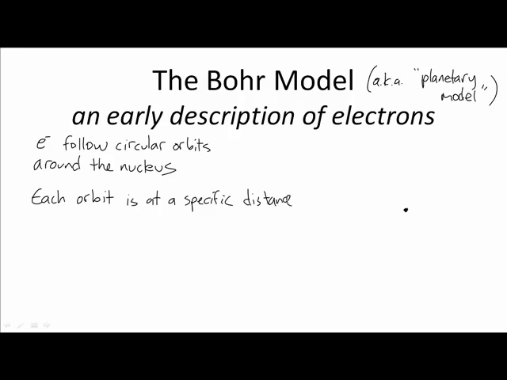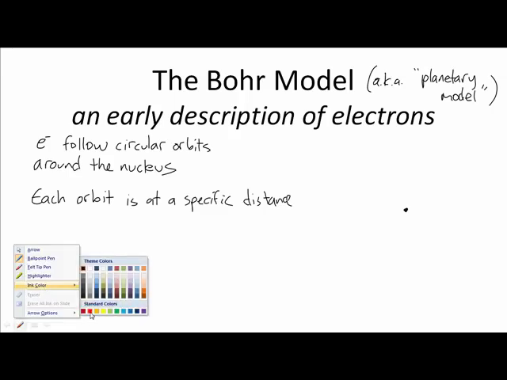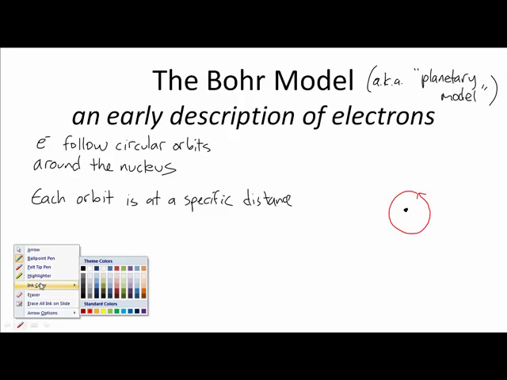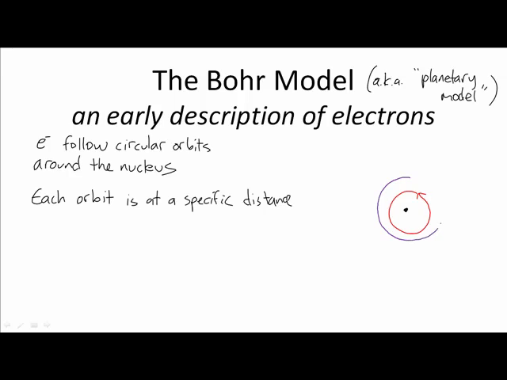So he essentially said you have a nucleus in the middle, and then you've got these rings around it. You could have electrons traveling on that ring, or you could have electrons traveling on the next ring, or on this next ring. And they just had to be in those fixed orbits, going around in a circle, like planets around the sun. So that's where the planetary model name came from.